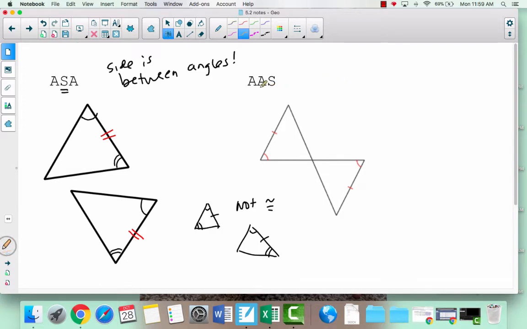And then our last one, angle, angle, side. This is not between the angles. Okay, so here we have an angle and we have a side. We're missing the other angle. Anytime you have vertical angles, you can always mark those on your own. So that's really important to know that vertical angles are always congruent, so we can just mark them right away.